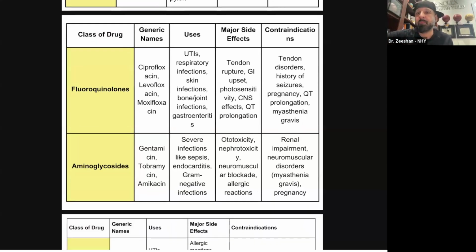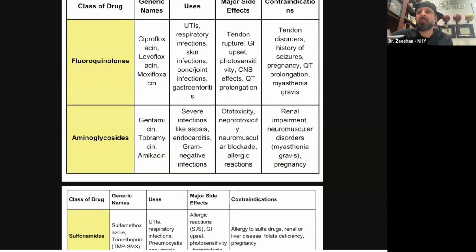Moving on. The next one is aminoglycosides. This is your gentamicin, tobramycin, and amikacin. But again, aside from the tobramycin, the mycin is spelled differently. It's MICIN for gentamicin, and amikacin is just ACIN.